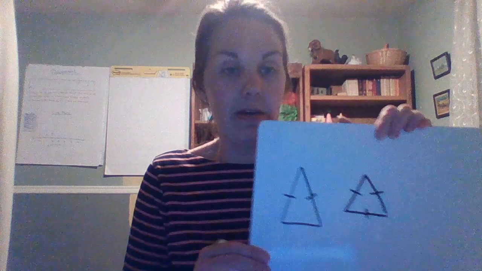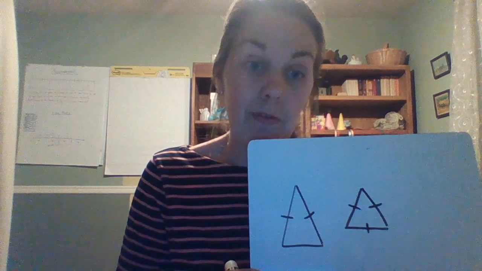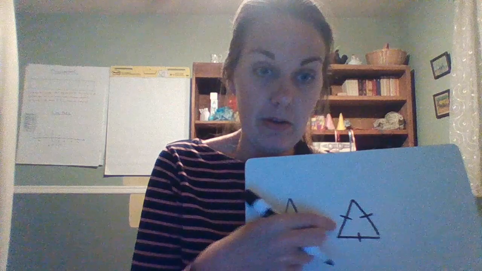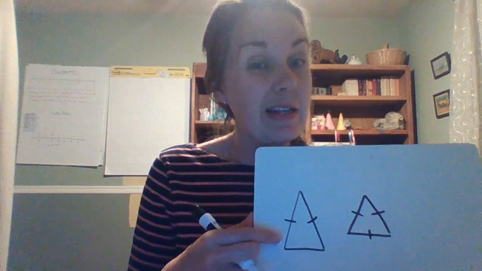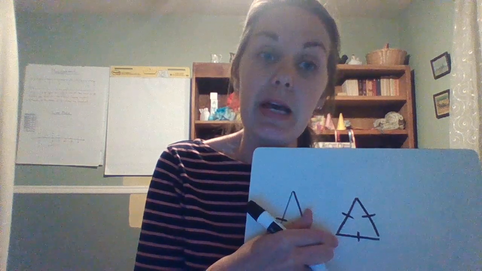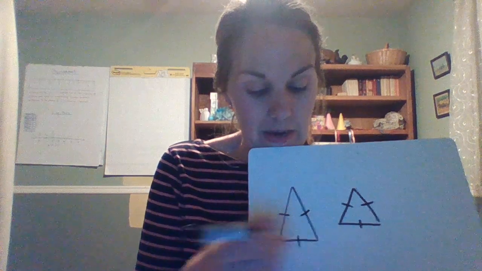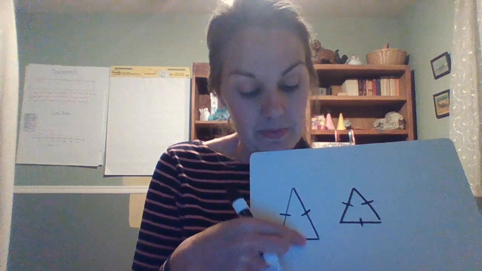So we talked about that before. An isosceles triangle, remember, has at least two sides that are the same length. An equilateral triangle has all three sides that are the same length. So therefore, an equilateral triangle meets all of the properties of an isosceles triangle. But again, an isosceles triangle wouldn't necessarily be an equilateral triangle because it may or may not have a third side that is the same as the other two.